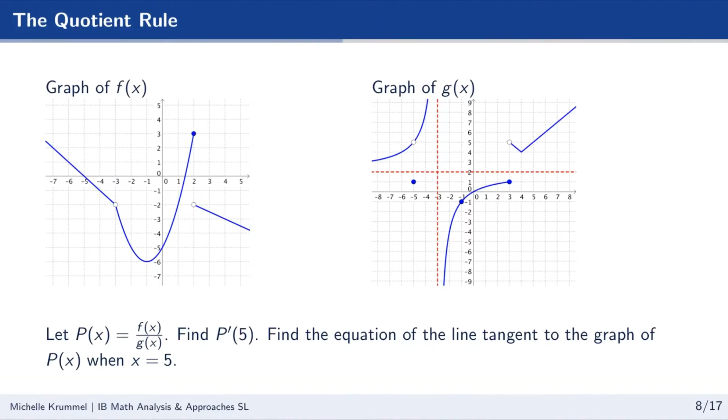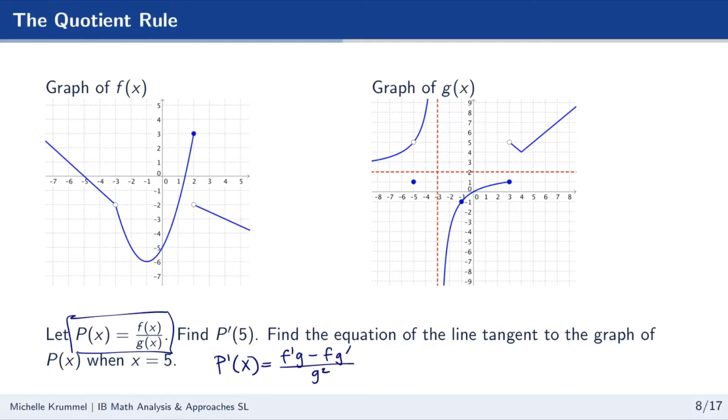Let's try some graph problems. So p of x is defined as f of x over g of x. Find p prime of 5. So to find p prime of 5, we first find p prime of x. P prime of x, we're taking the derivative of p of x right here, is f prime g minus f g prime over g squared.